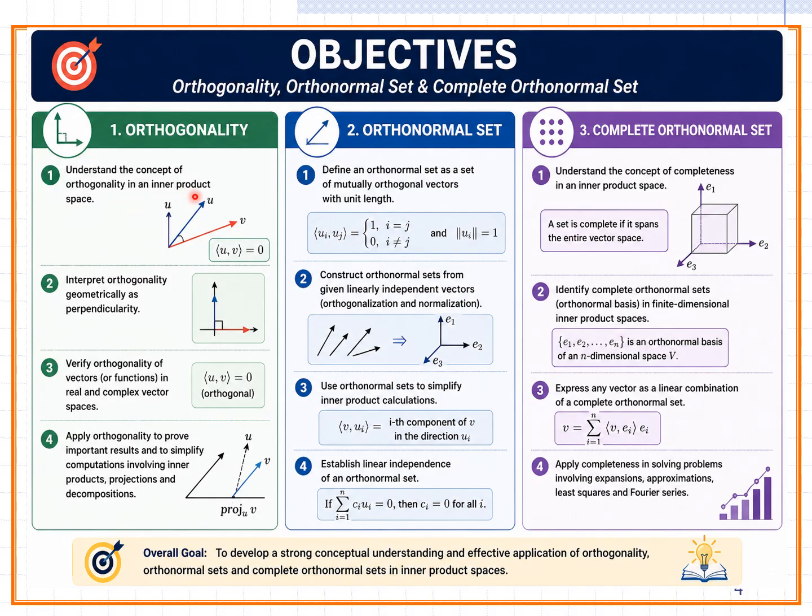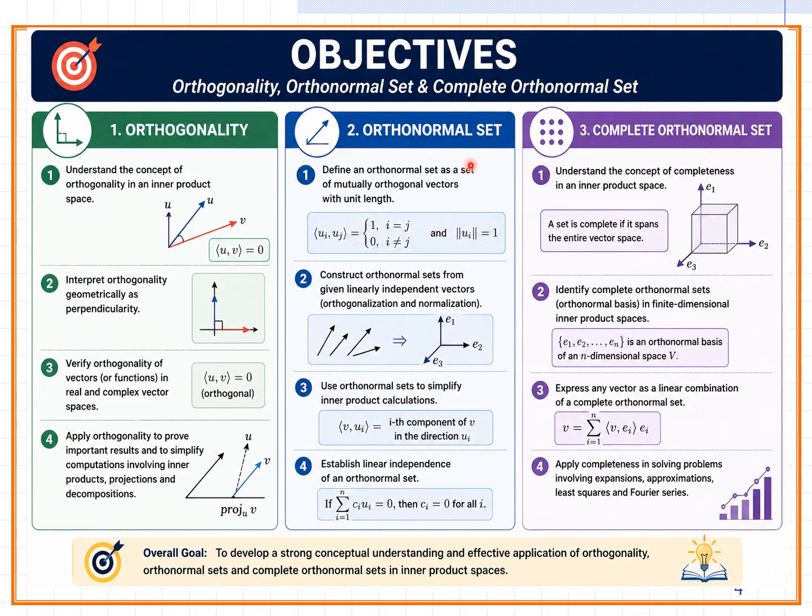The product of two vectors is equal to 0, so they are in opposite directions. Second, interpret orthogonality geometrically as perpendicular. This direction is moving on one side and this direction is moving on another side. The product is always equal to 0. Verify orthogonality of vectors in real and complex vector spaces. Apply orthogonality to prove important results and to simplify computations involving inner products, projections and decompositions.